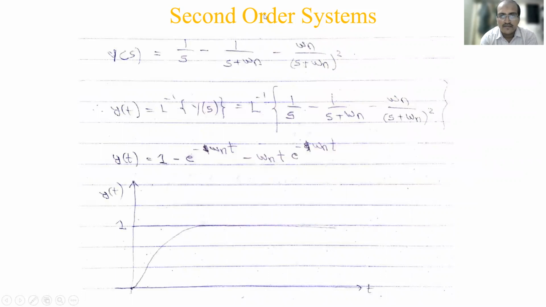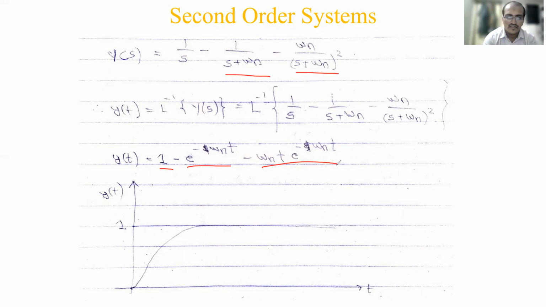So this is the A, B, C value. You'll get 1 by s minus 1 by (s plus omega n) minus omega n by (s plus omega n) square form. Apply the inverse Laplace transform. 1 by s plus a is e to the power minus a t, so e to the power minus omega n t. Then this is omega n into t, e to the power minus zeta omega n t. So this is the response.